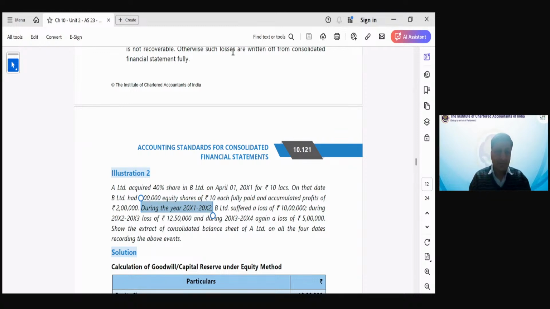During the year X2-X3, after another year, there was a loss of 12 lakh 50,000. So once again, what is going to be the impact? Net assets will go down. Next year again, information is available, X3-X4. In this third year, starting from the date of acquisition, you have a loss of 5 lakh. So in the three following years, there are losses of 10 lakhs, 12.5 lakhs, and 5 lakhs.